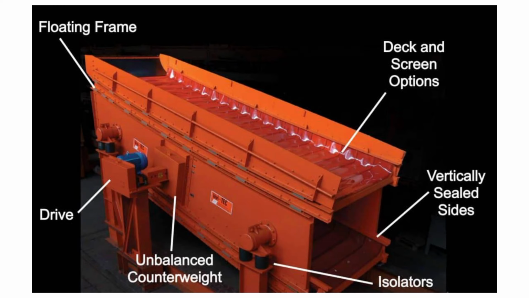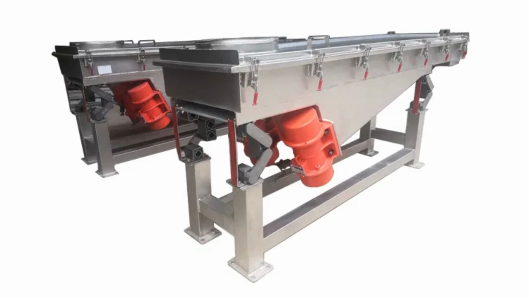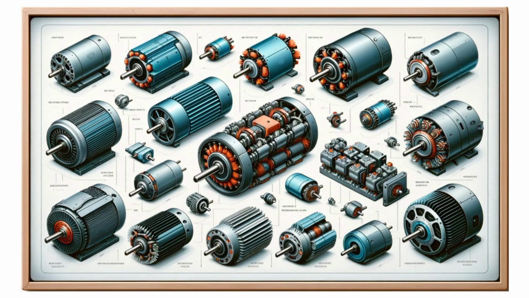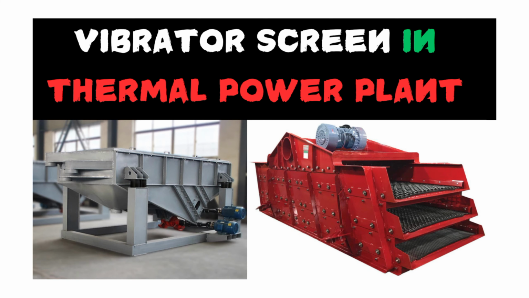The main characteristics of a vibrator screen motor include high vibration frequency, high torque, and high resistance to corrosion. Mainly, there are three types of vibrator screen motors used in the thermal power plant. The first one is the three-phase induction motor, then the single-phase induction motor, and the DC motor. Sometimes they use DC motors in the vibrator screen motor. So this is the basic concept regarding the vibrator screen motor in the thermal power plant.